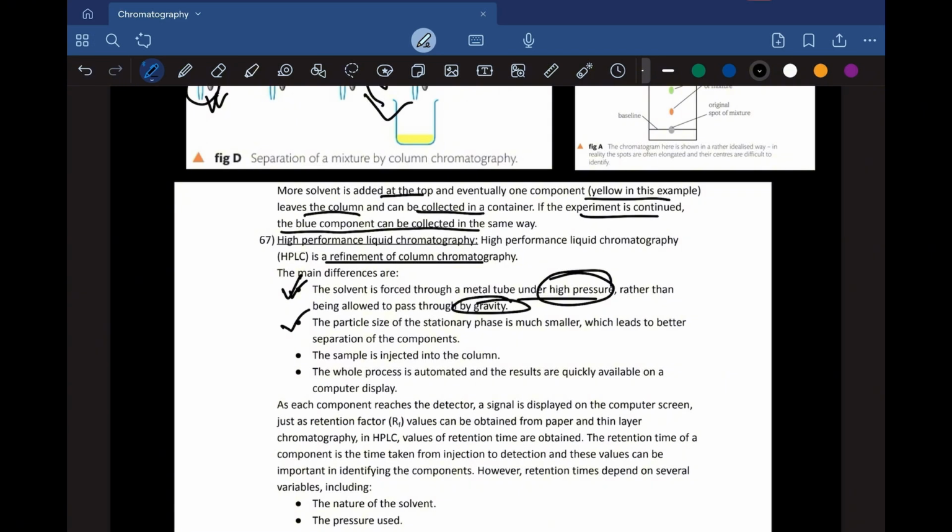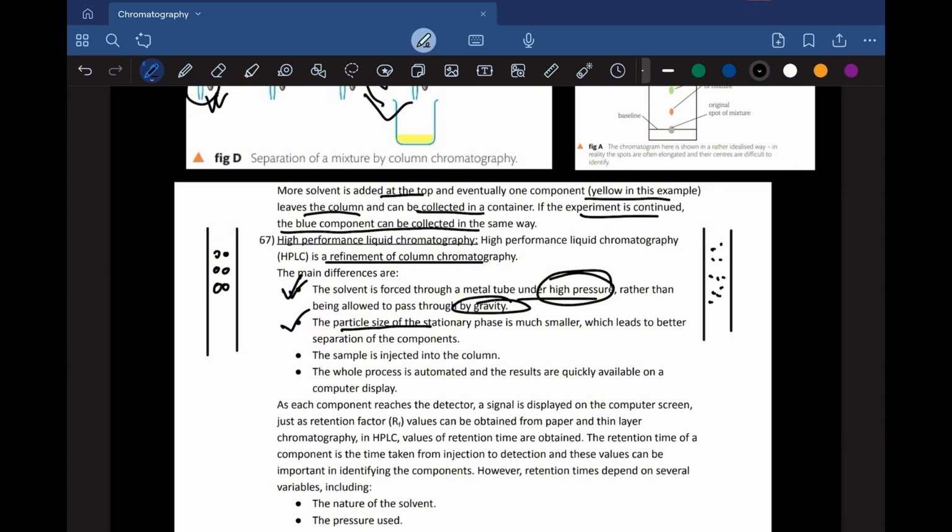The second difference is the particle size of the stationary phase is much smaller, which leads to better separation of the components. Let's say in the column chromatography, the stationary phase particles were this big. But in high performance liquid chromatography, the size of the particles of stationary phase is way smaller than this.